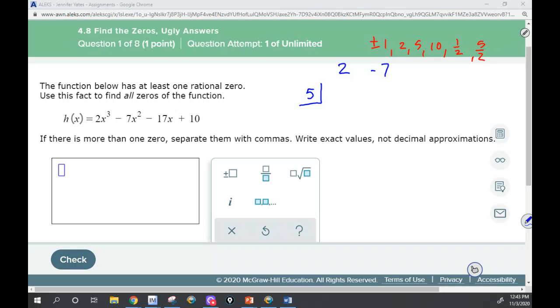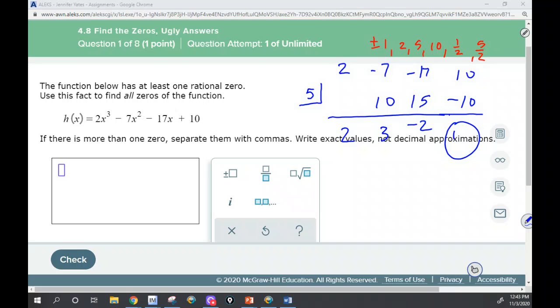What am I looking for at the end of synthetic division? 0. Okay. 3. Oh my goodness. Who did that? Who did it? Bam! I'm ready to give you some candy. That 0 makes us so happy because we know we picked the right one.